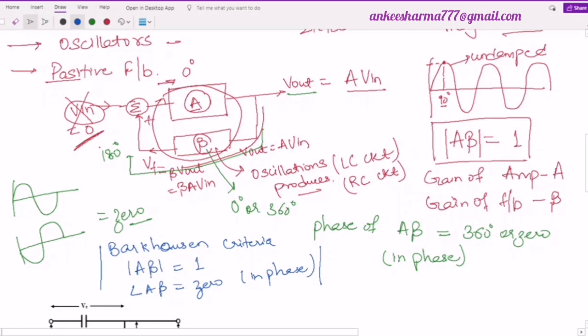Is it clear to you now? What is an oscillator and how we can achieve the undamped oscillations from that oscillator with the help of an amplifier? Any doubts related to it?